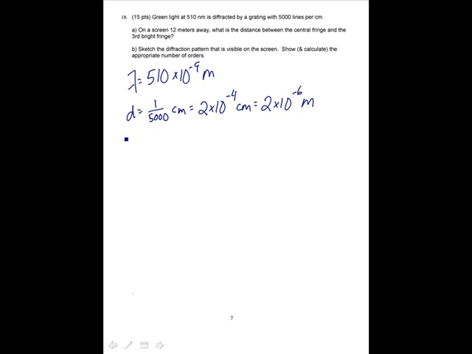On a screen 12 meters away, that's L, is 12 meters. What is the distance between the central fringe and the third bright fringe? So I'm looking for the third order, m equals 3. I don't know what theta is, and I want to know what y is.